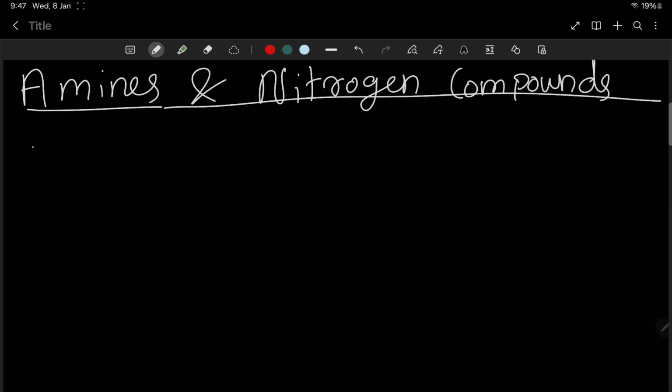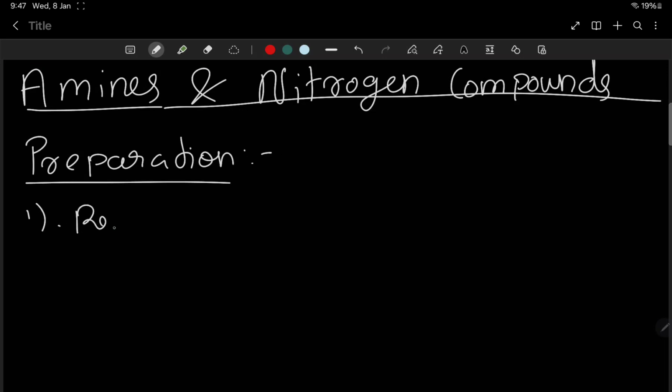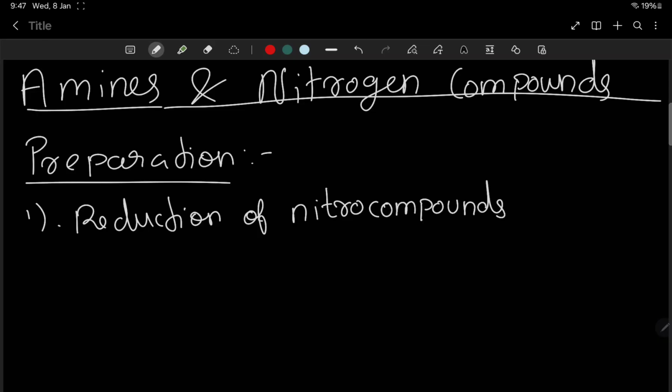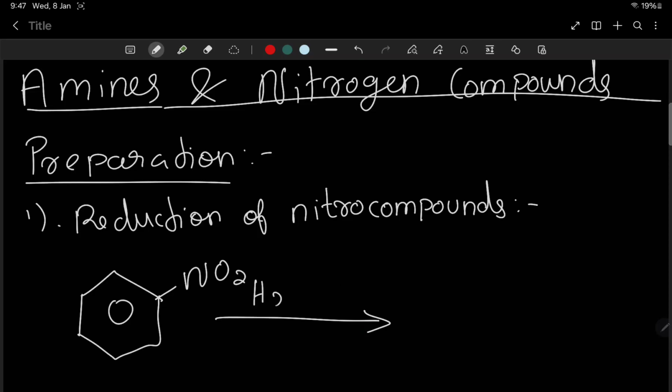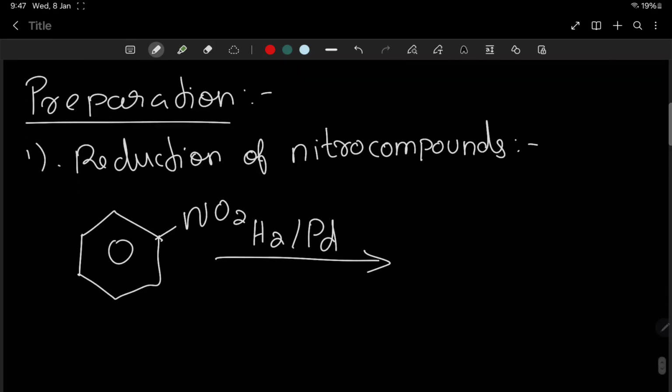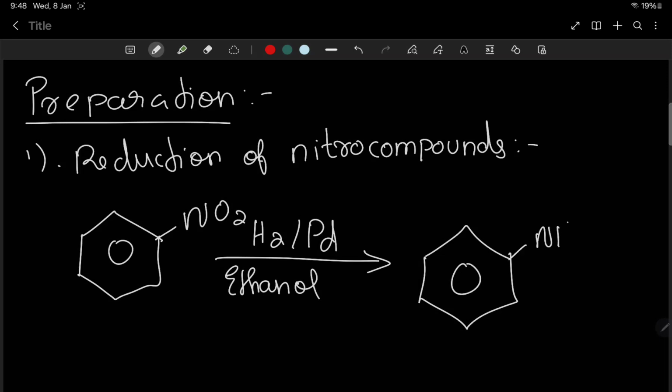So first of all, we have preparation. The first one is reduction of nitro compounds. Take a nitro compound. I am just taking nitrobenzene, and I am reducing it with H2 and palladium or platinum in ethanol medium. Then this will be reduced to the corresponding amine. We are getting aniline here.